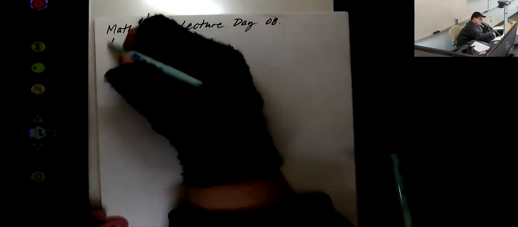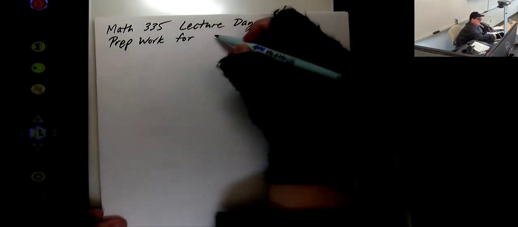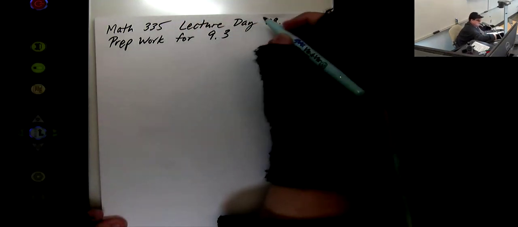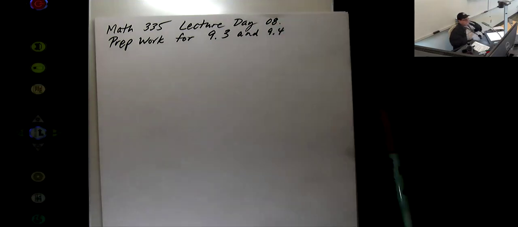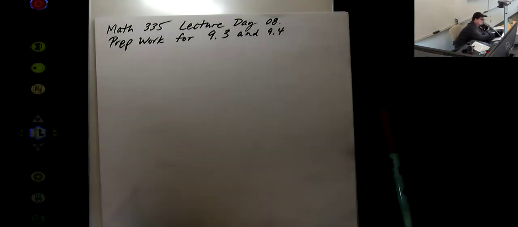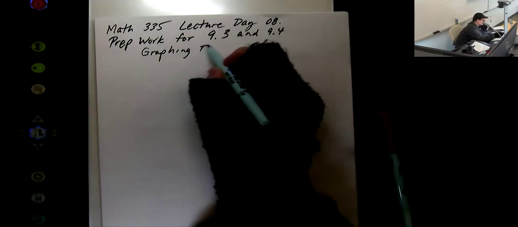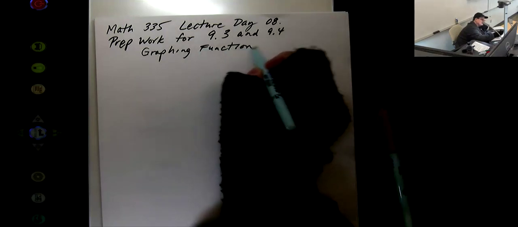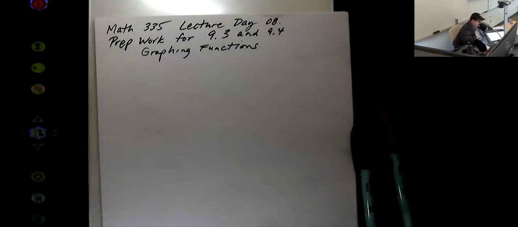We are doing lunch of day 8, we're gonna do some prep work for 9.3, and it's effectively part of 9.4 too, because they're both on graphing functions. Okay, I don't want to use that black pen yet.